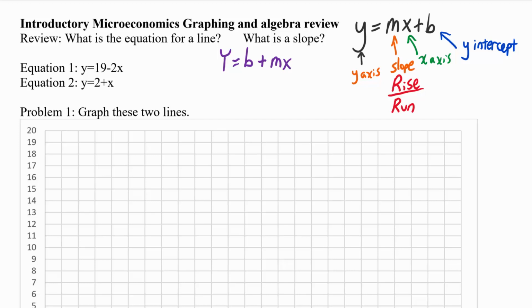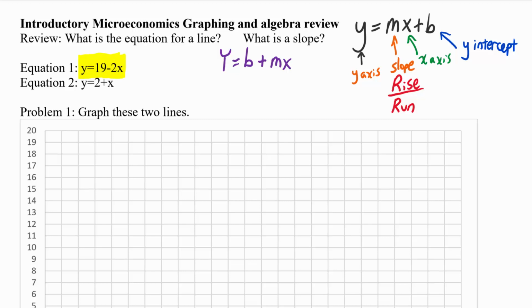You can always tell which one is the slope because it's going to be the one that's multiplied by x. Okay, so we don't do it to be confusing. It's just the way we do things normally. If you're more comfortable switching them around, then okay, write it down the other way and switch it around. So in this equation here, I've written y equals 19 minus 2x. So the 19 is the y-intercept, the minus 2 is the slope, and x is whatever we're putting on the x-axis.